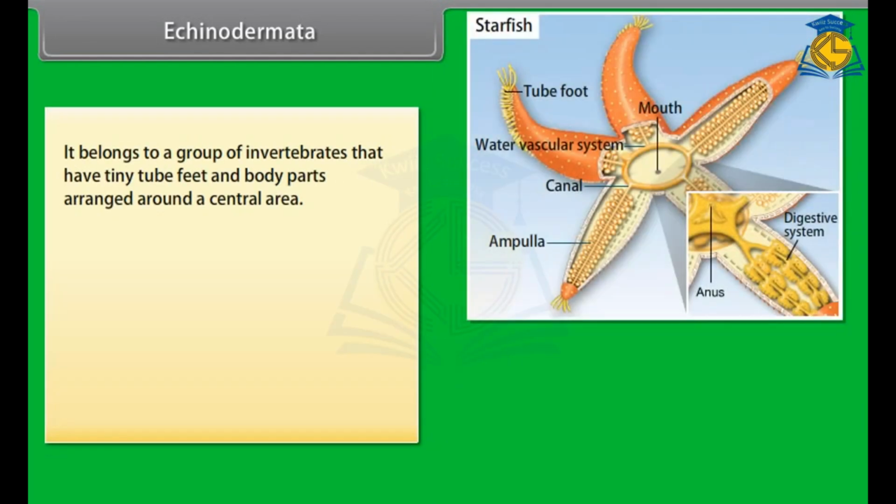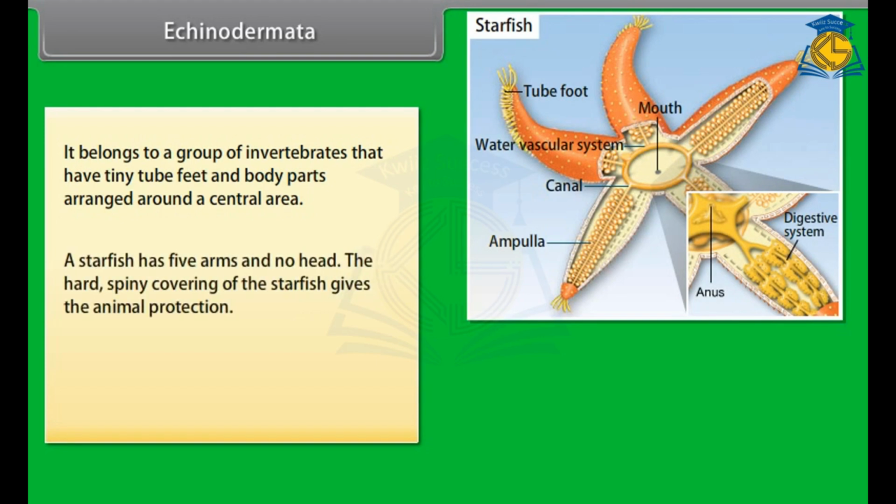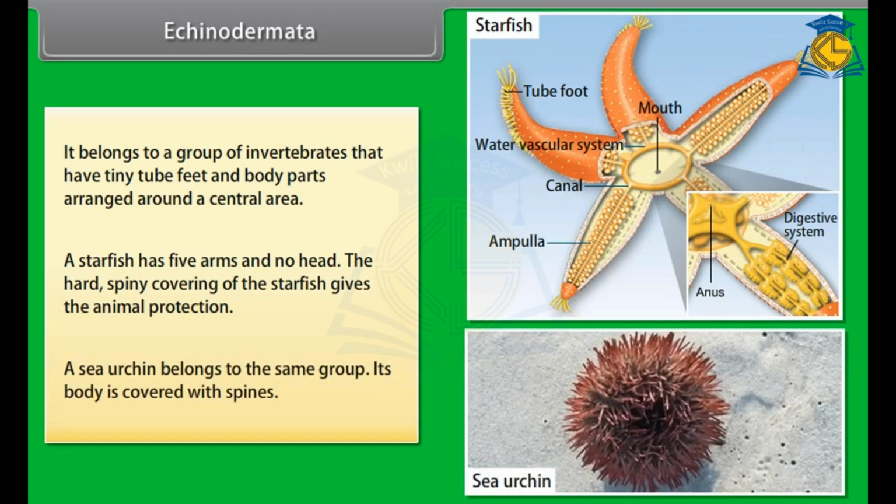It belongs to a group of invertebrates that have tiny tube feet and body parts arranged around a central area. A starfish has 5 arms and no head. The hard spiny covering of the starfish gives the animal protection. A sea urchin belongs to the same group. Its body is covered with spines.